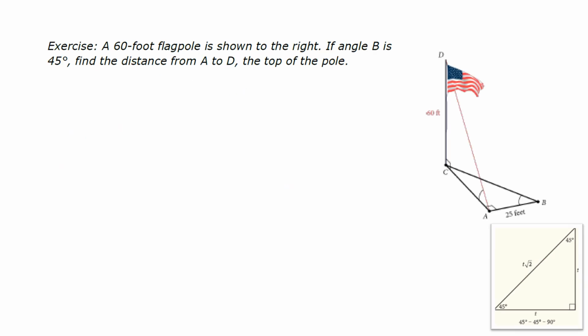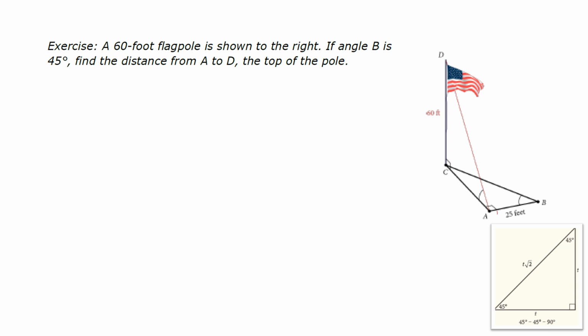All right, next exercise. We have a 60-foot flagpole, and it's shown to the right here. So we have our flagpole. If angle B is 45 degrees, find the distance from A to D, the top of the pole. This red line that you see is the distance that we're trying to find. So we're trying to find this side of a triangle. If you didn't know, there are two triangles represented in this image.